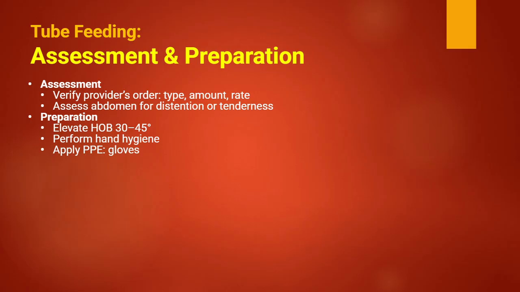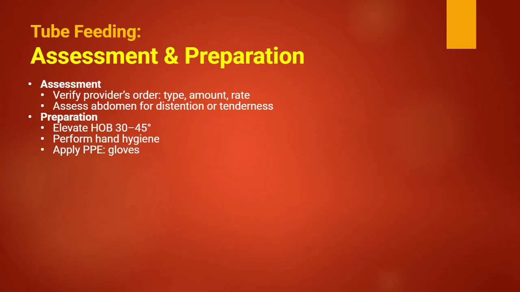LPNs should also ensure the order matches the patient's current condition and feeding route, whether through a nasogastric (NG) or percutaneous endoscopic gastrostomy (PEG) tube. Next, assess the abdomen for distension or tenderness. Abdominal distension, pain, or absent bowel sounds may indicate delayed gastric emptying, intestinal obstruction, or feeding intolerance. In those cases, feeding should be held and reported to the nurse in charge or the healthcare provider before proceeding. This step also allows the nurse to monitor for potential aspiration risk or other gastrointestinal complications.